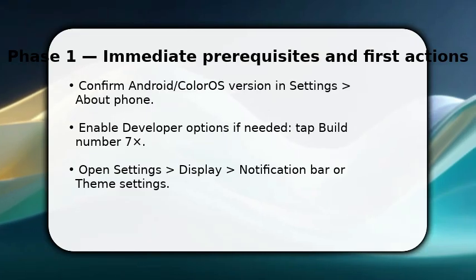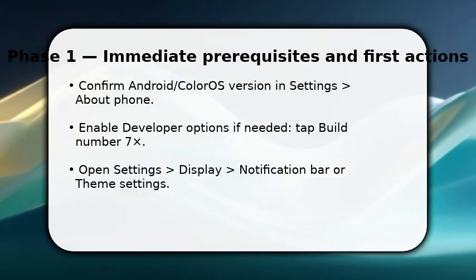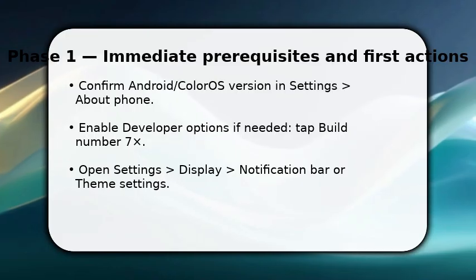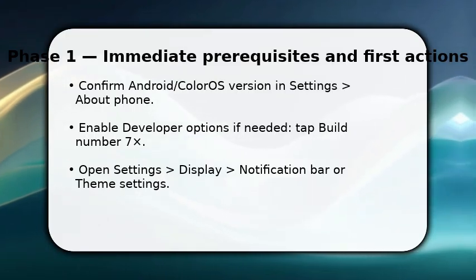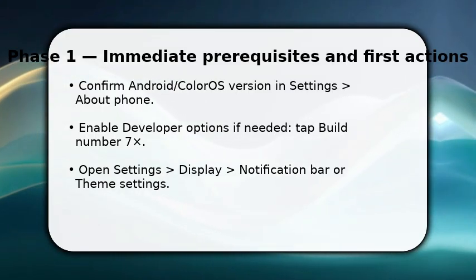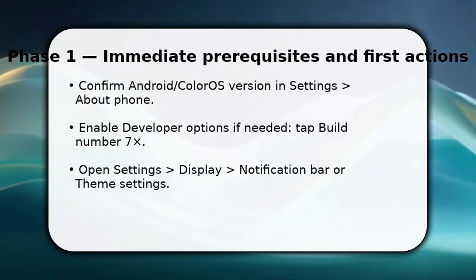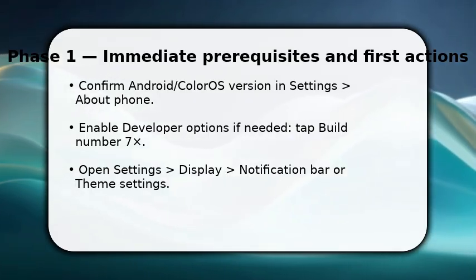Enjoy the video. You start by confirming your Color OS version in Settings About Phone. This affects available options. Once confirmed, enable developer options only if a specific toggle is missing. Tap build number 7 times and enter your PIN.